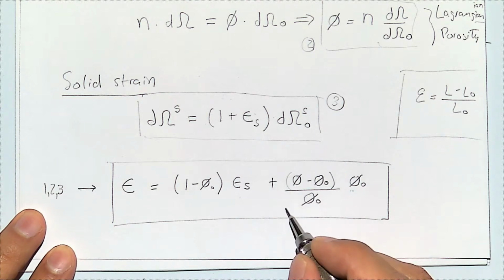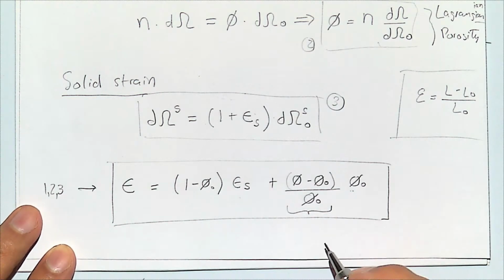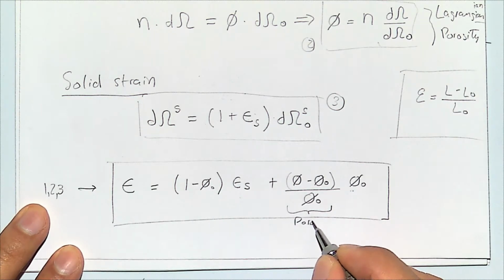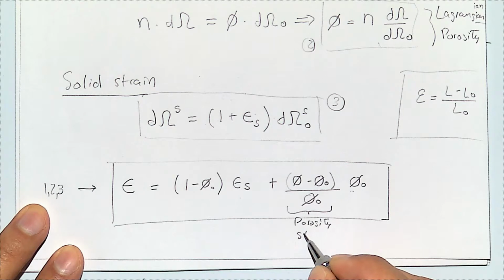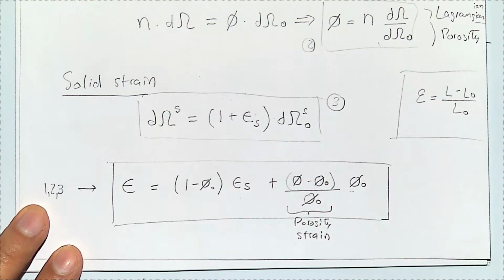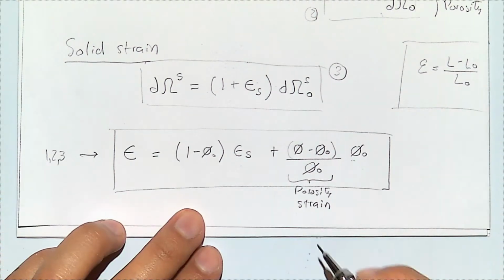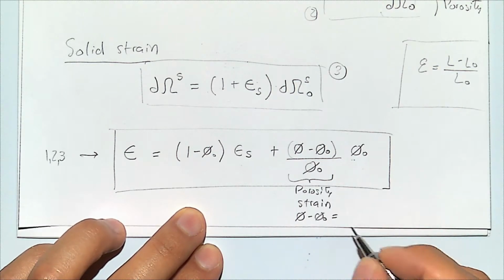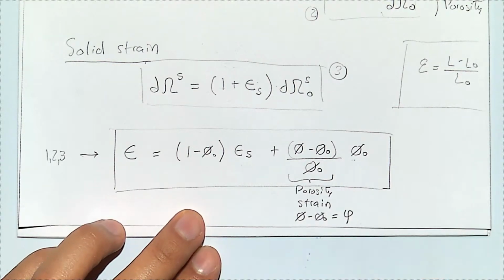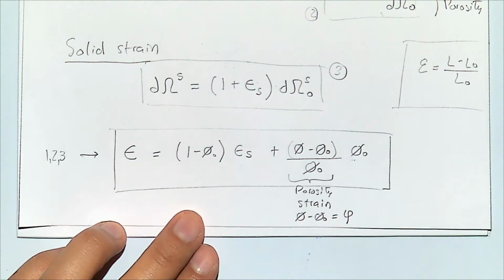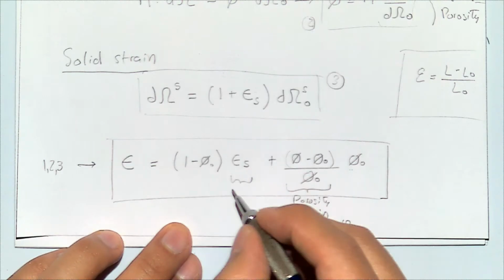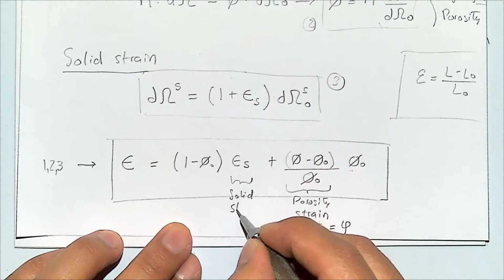So this term is going to be a porosity strain. And usually the difference in porosity, sometimes we write it just as a letter phi. But don't worry about that now. This is a porosity strain. What is this? This is a solid strain.